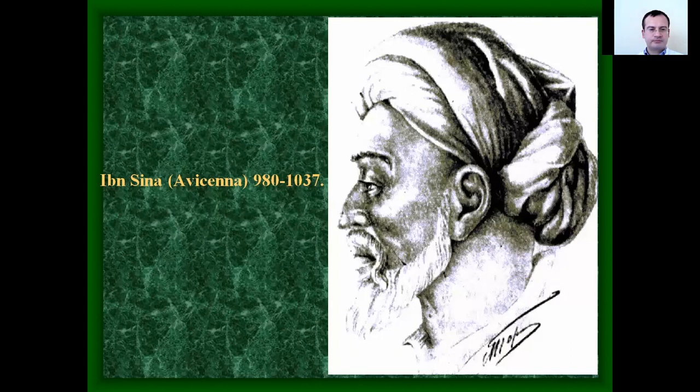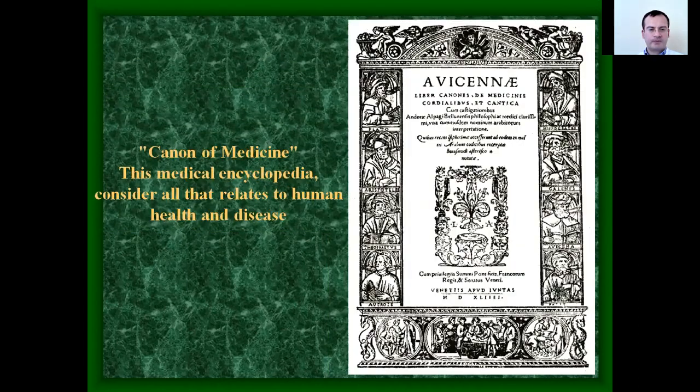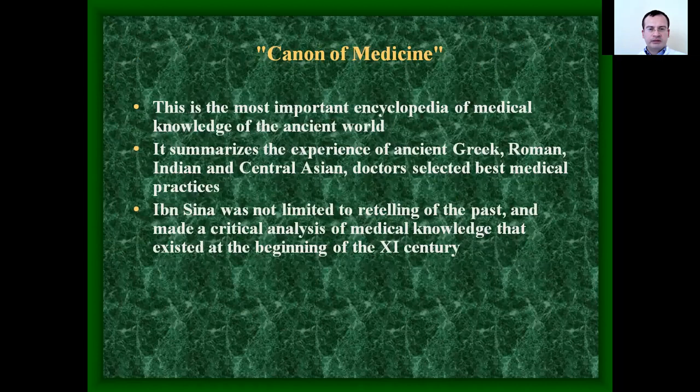Avicenna. His work. His famous book, The Canon of Medicine. This book is the most important encyclopedia of medical knowledge of the ancient world. It summarized the experience of ancient Greek, Roman, Indian, and Central Asian doctors and selected the best medical practice. Ibn Sina was not limited to retelling the past and made a critical analysis of the medical knowledge that existed at the beginning of the 11th century.